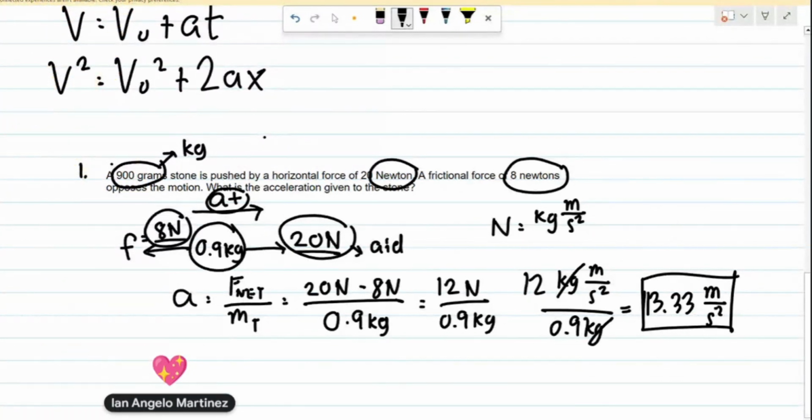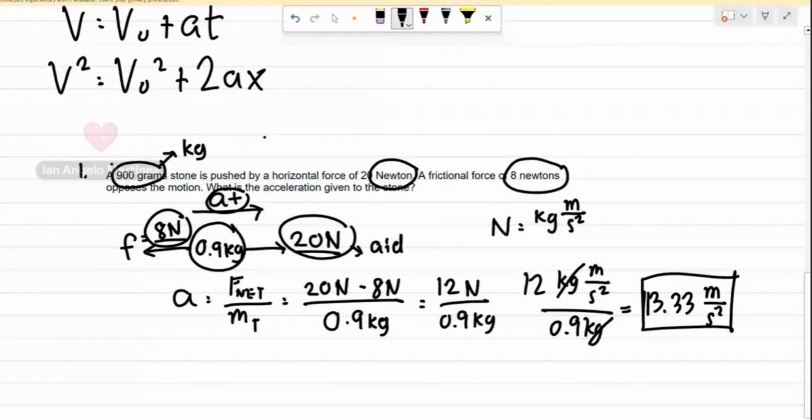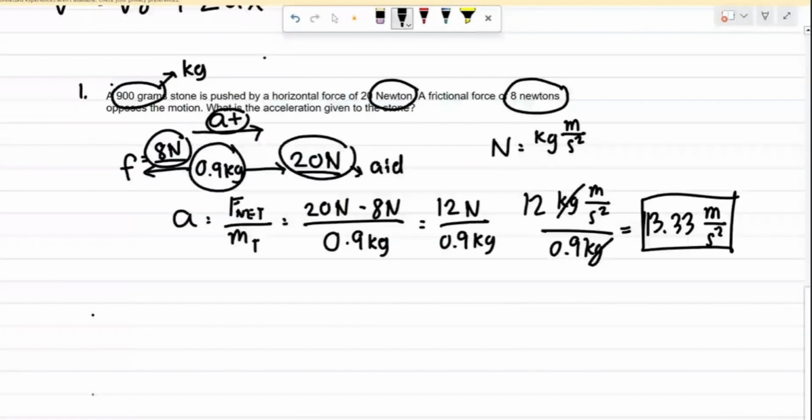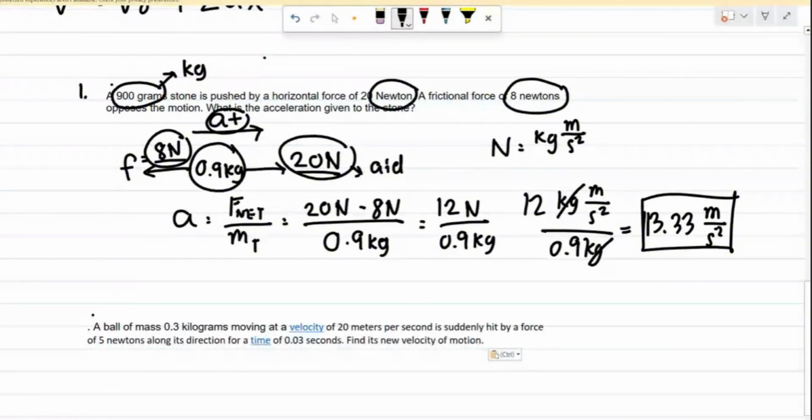Okay, so I think wala naman po tayong concern. So let us proceed with our next problem. Okay, problem number 2.